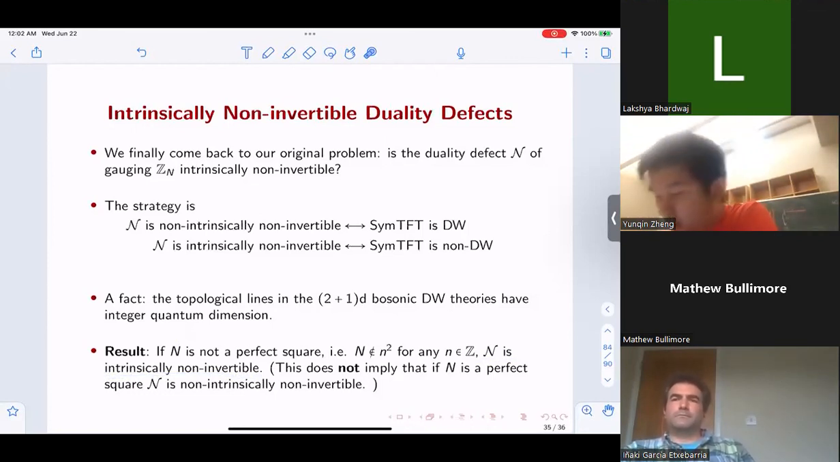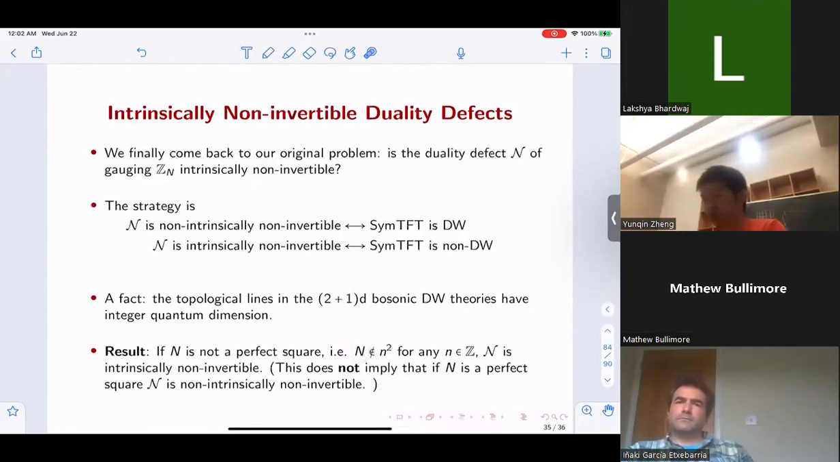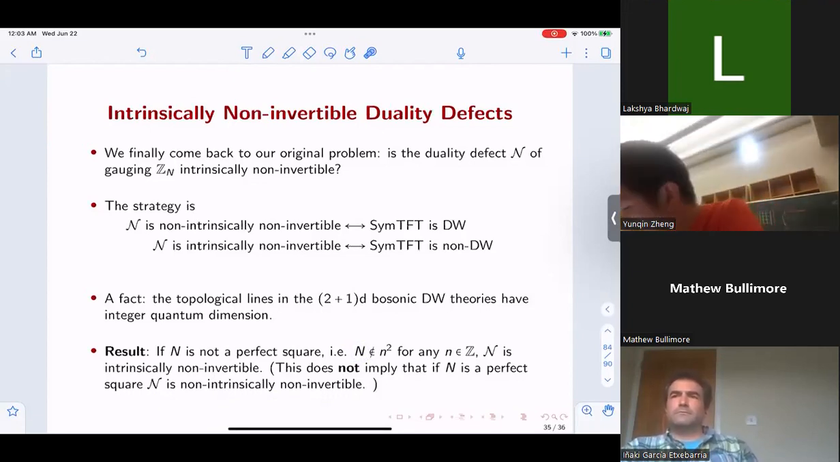Of course, I have to mention that this is only a sufficient condition, but not a necessary condition. In other words, if this integer n is a perfect square, it does not tell us that the symmetry TFT is non-intrinsically non-invertible. In order to tell that, we need to use more data, like the braidings and fusion, and other more refined data of the modular tensor category.